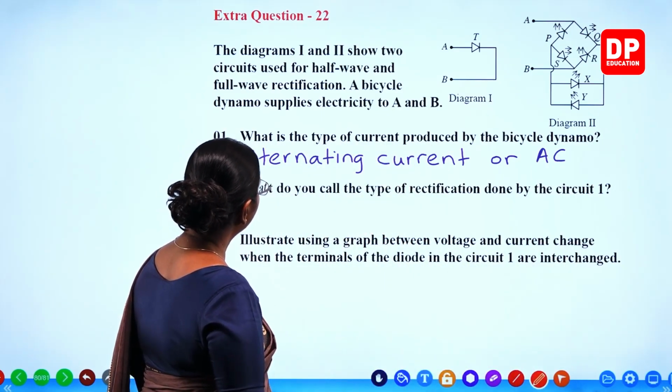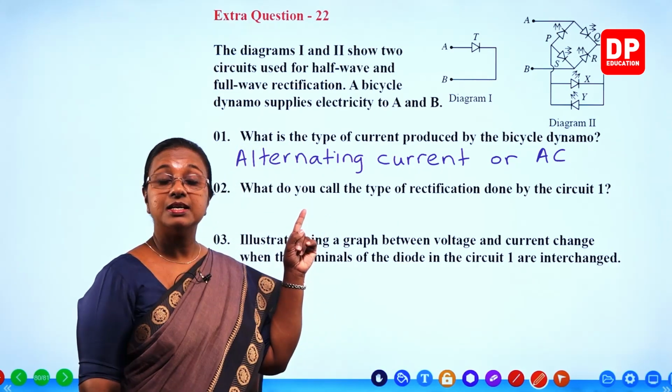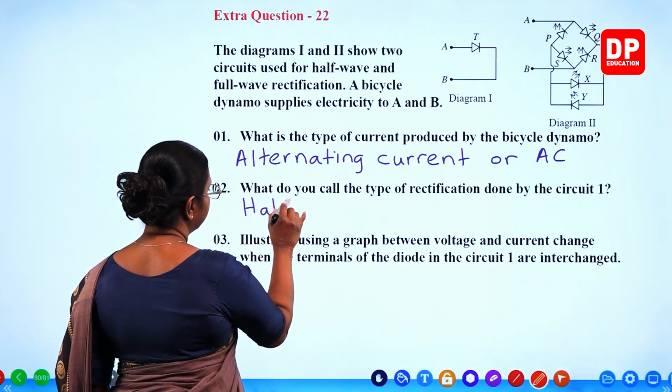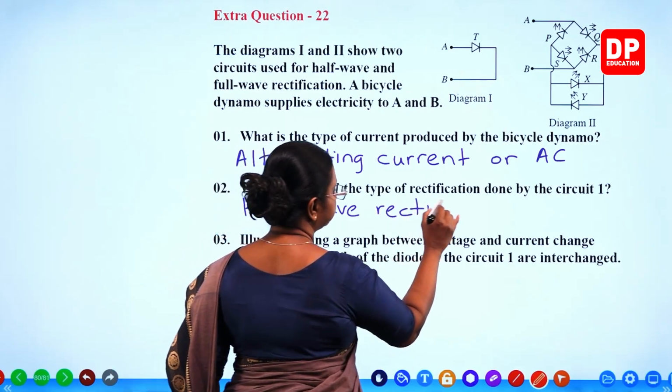The second one, what do you call the type of rectification done by the circuit 1? Circuit 1, half wave rectification.